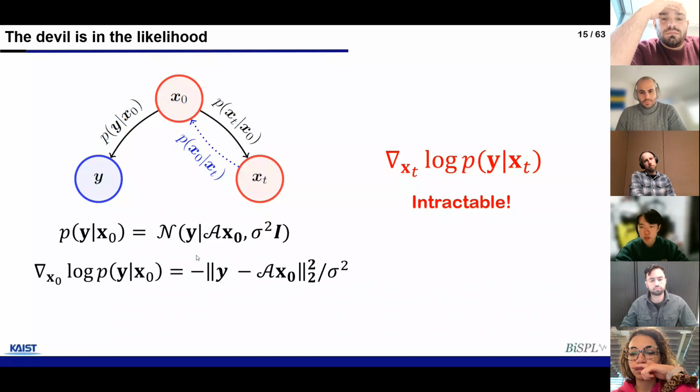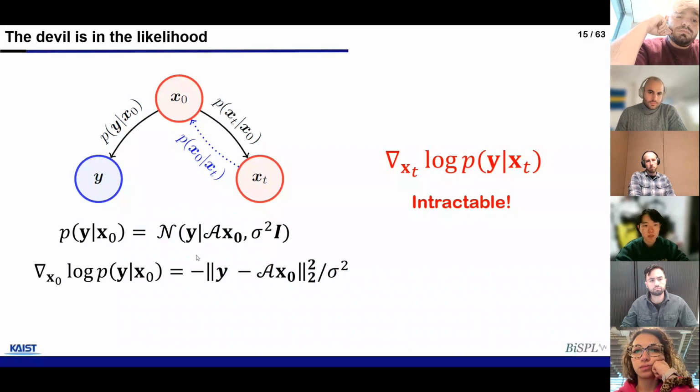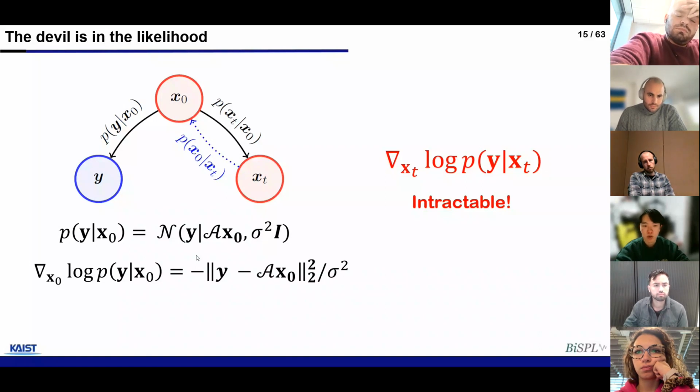We know two conditional distributions, p of y given x0 and p of xt given x0. For now, let's assume that the first one, the measurement distribution, is typically Gaussian, and the second one, the forward distribution of the diffusion, is also Gaussian. However, the reverse distribution, p of x0 given xt, shown with the blue dotted line, is intractable in general. Hence, p of y given xt is intractable because we have no information about this blue dotted line.